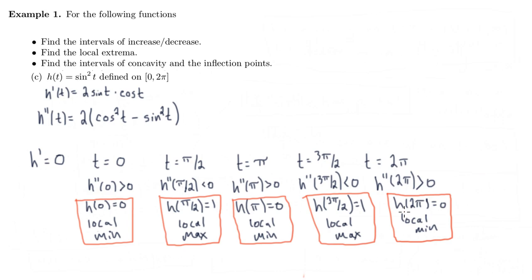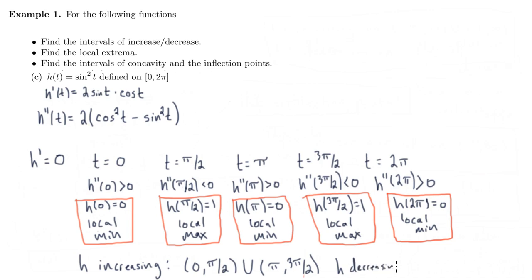Okay, and then we also see immediately from this the intervals where h is increasing or decreasing. So h is going to be increasing. So this is a min, so it's going to be increasing after, so between 0 and pi over 2. It's going to be decreasing after pi over 2, because this is a max. And then basically between a min and a max, it'll be increasing. So between pi and 3 pi over 2. And then h will be decreasing on the other gaps, so between pi over 2 and pi, and then 3 pi over 2 and 2 pi.